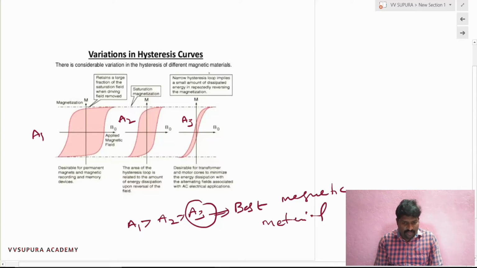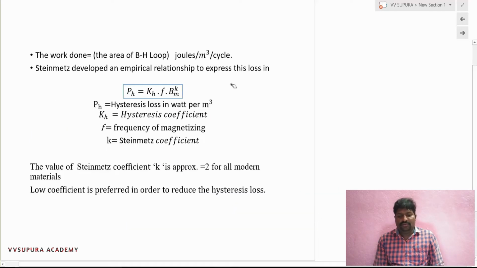A narrow hysteresis loop implies a small amount of energy dissipated in repeatedly reversing the magnetization. That means that magnetic material is suitable for a magnetic core. Now, these hysteresis losses can be calculated with a formula. The work done is nothing but the area of the BH loop, in joules per meter cube for one cycle. Steinmetz, a scientist, developed an empirical equation or relationship to express these losses. So PH is the hysteresis loss in watts, Kh is the hysteresis coefficient, F is the frequency of magnetization, and K is the Steinmetz coefficient.